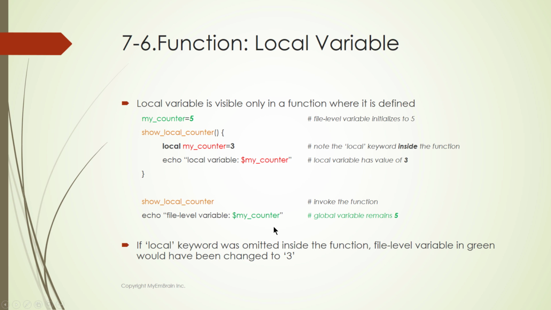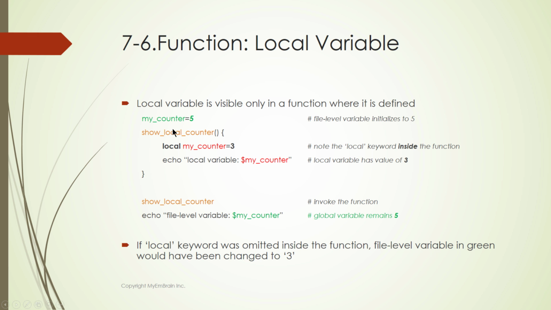In lecture 7.6, we learn about local variables inside functions. A local variable is visible only inside the function where it is defined. In this example, we have a file level variable. This has a scope for the entire file. Any function, any script in the file, has access to this variable myCounter in green.